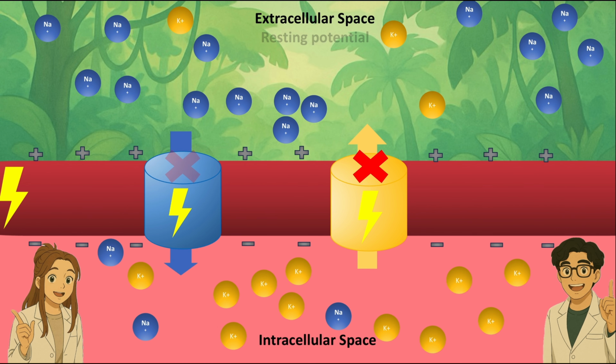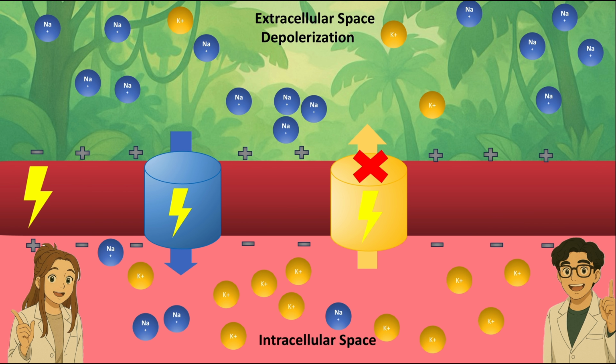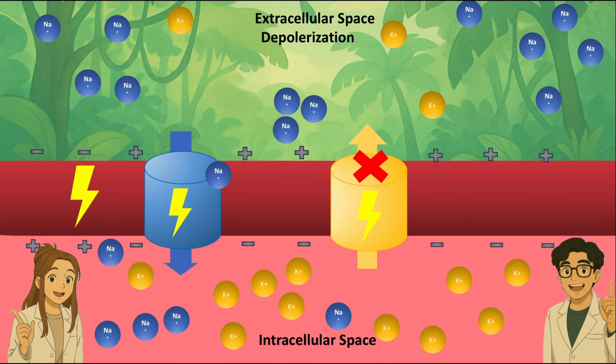When the threshold is reached at minus 55 millivolts, voltage-gated sodium channels snap open. Voltage-gated channels are transmembrane proteins that open or close in response to changes in electrical potential across the cell membrane, allowing specific ions like sodium or potassium to flow through the membrane. The channels are ion-specific, so a channel responds specifically to sodium or potassium, but not both.